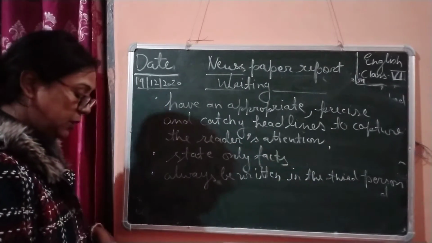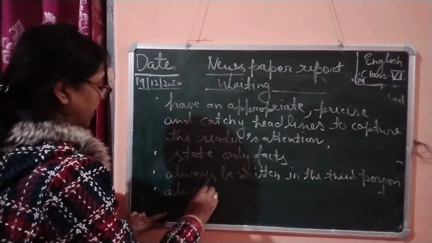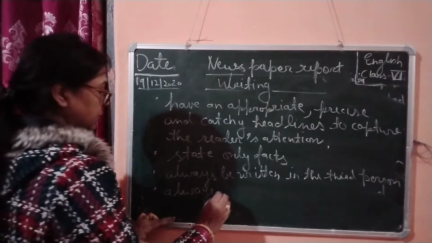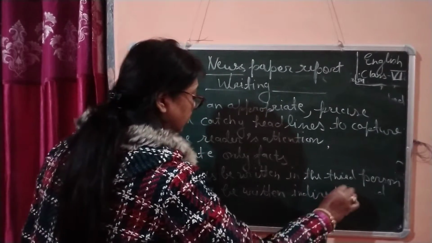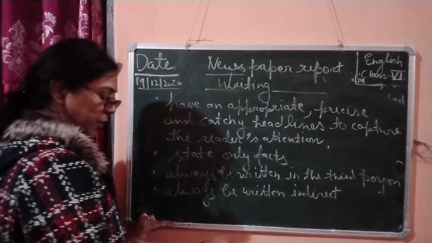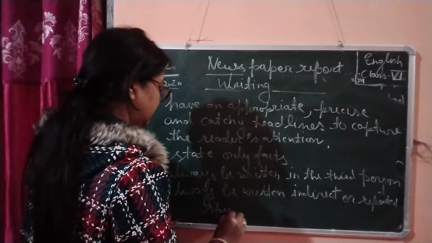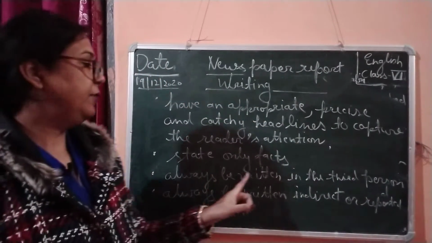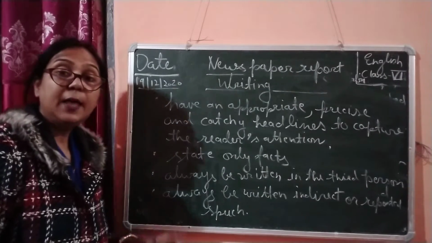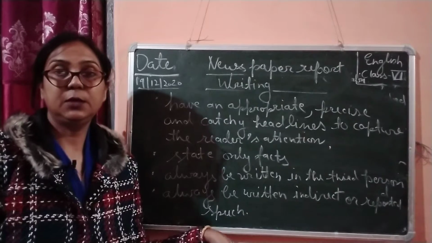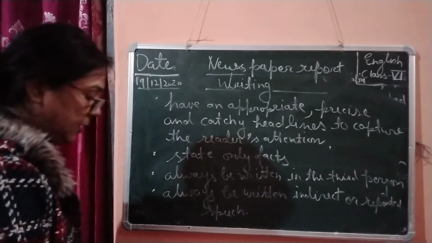Now, next point, which is very important: always be written in direct or reported speech. Always be written in indirect speech, or reported speech, sorry. So children, as we have discussed, always be written in the third person. So whatever speech you are going to write should be in indirect, reported speech. So that will always be in the third person.